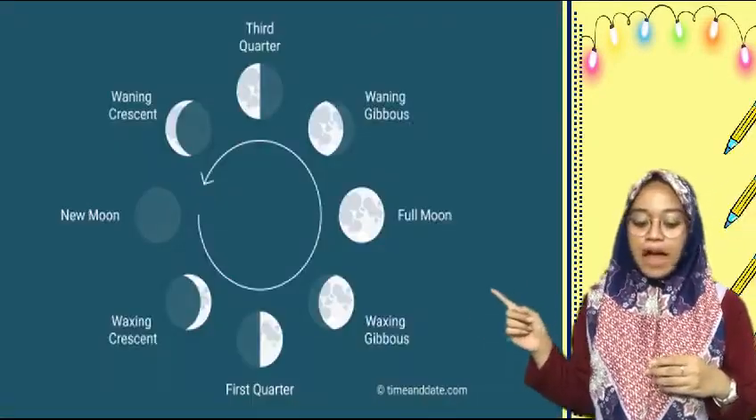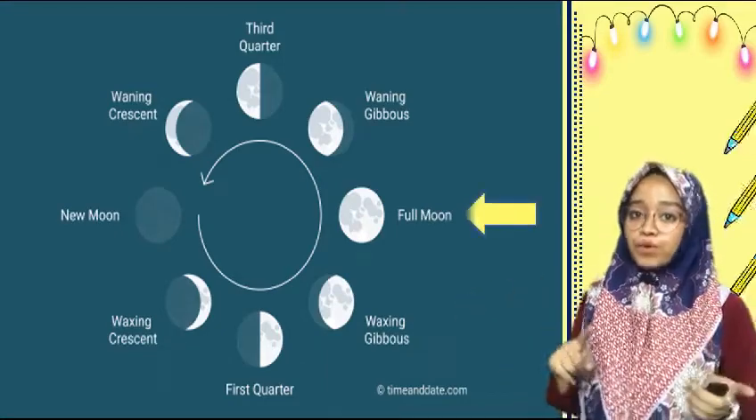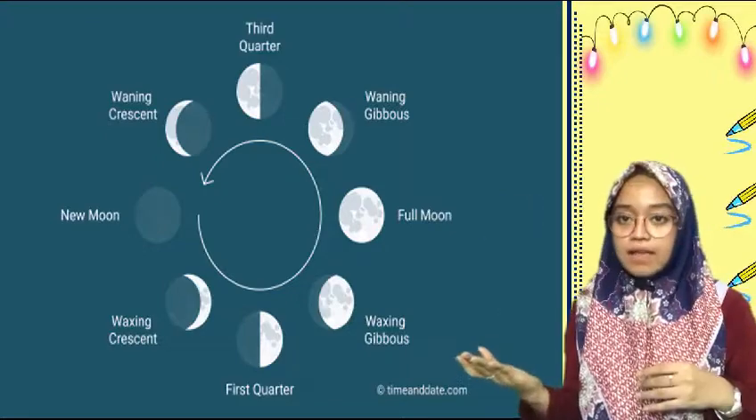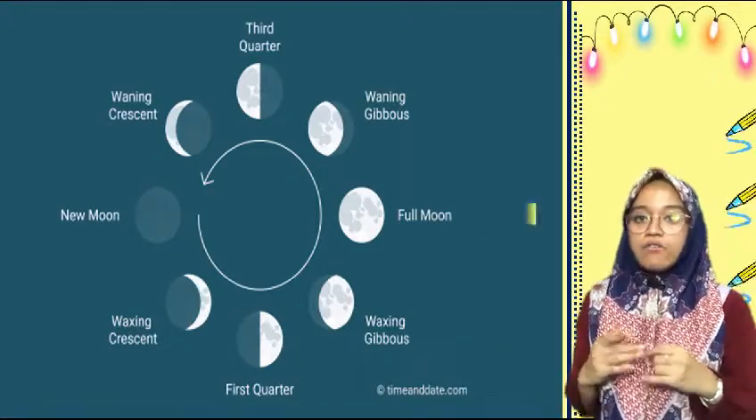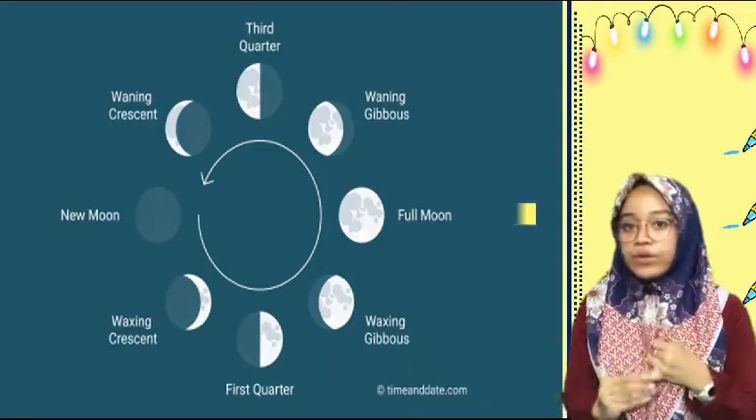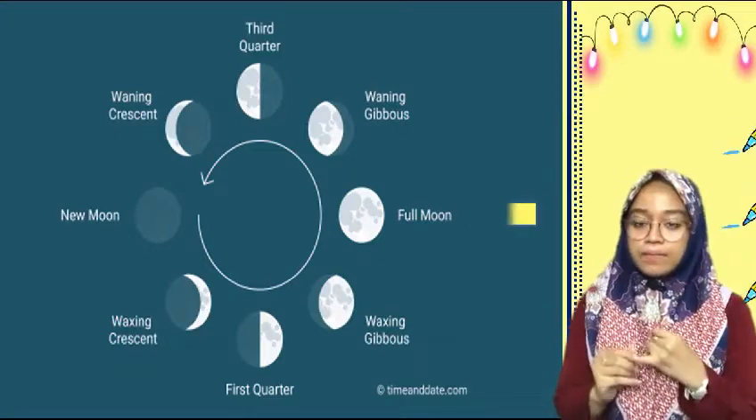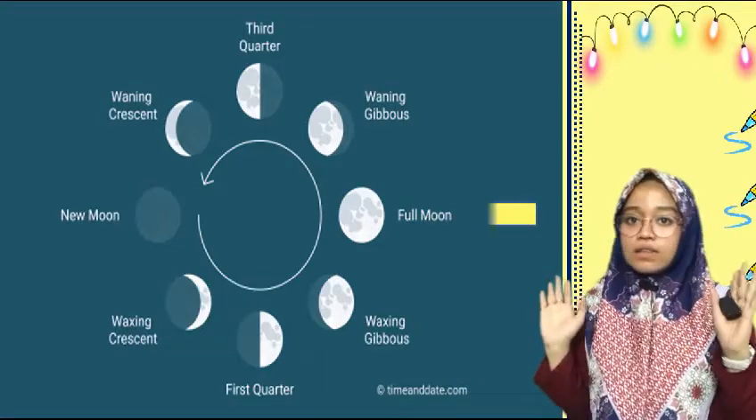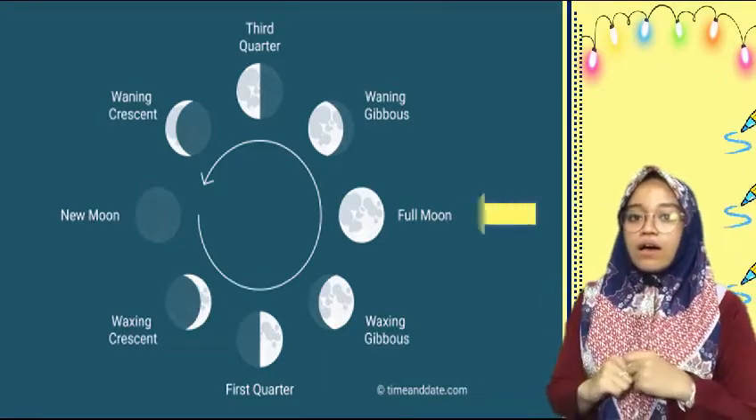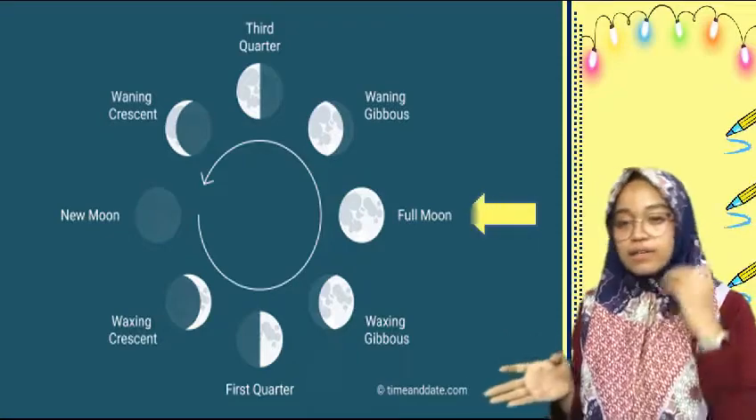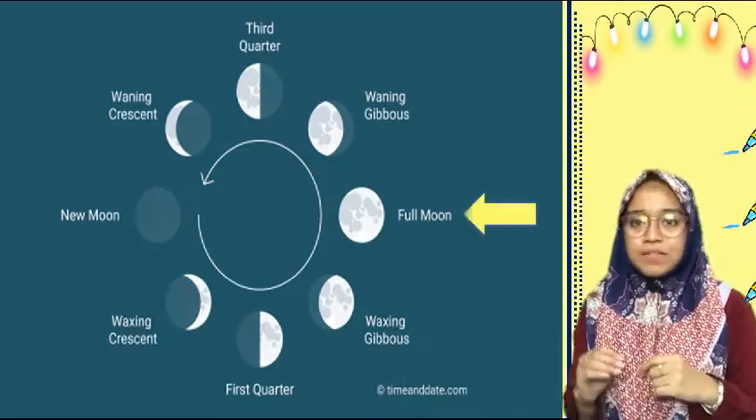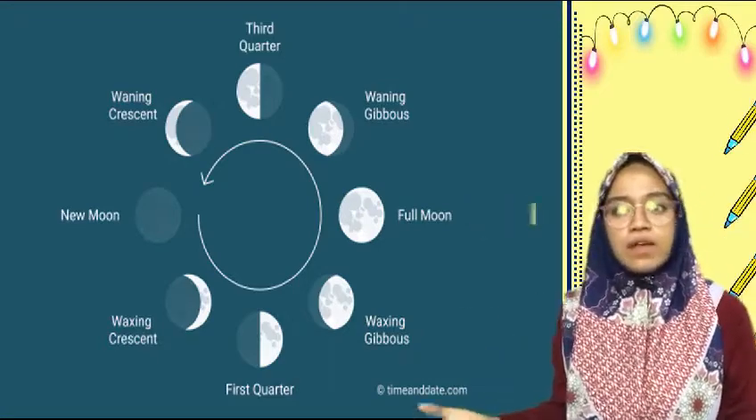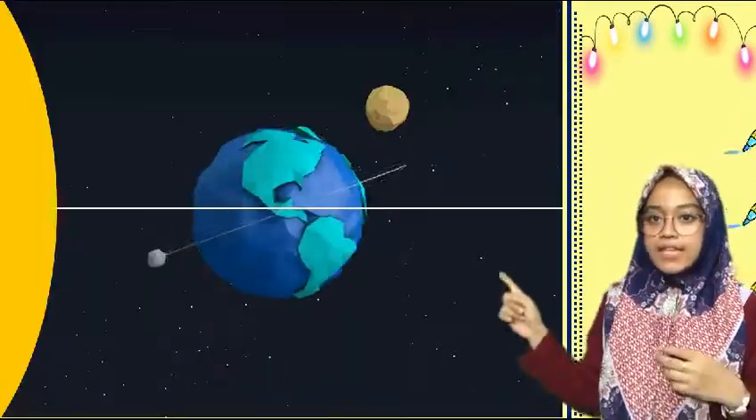A lunar eclipse happens at full moon. We have learned about the moon phases. In the moon phases, a full moon can occur every month. But we cannot find a lunar eclipse every month. So why don't we have a lunar eclipse every month? Let's see this video.